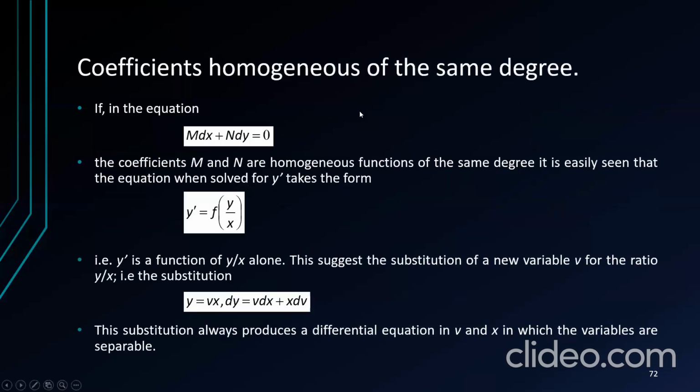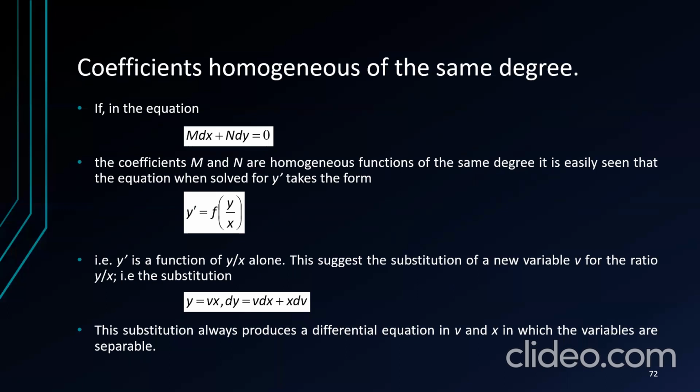Then, coefficients homogeneous of the same degree. If in the equation M dx plus N dy is equal to 0, the coefficients M and N are homogeneous functions of the same degree, it is easily seen that the equation, when solved for y, takes the form y prime is a function of y over x. Yan, ibig sabihin yan. So, walang ibang kaisturbo. So, let y prime be a function of y over x alone.